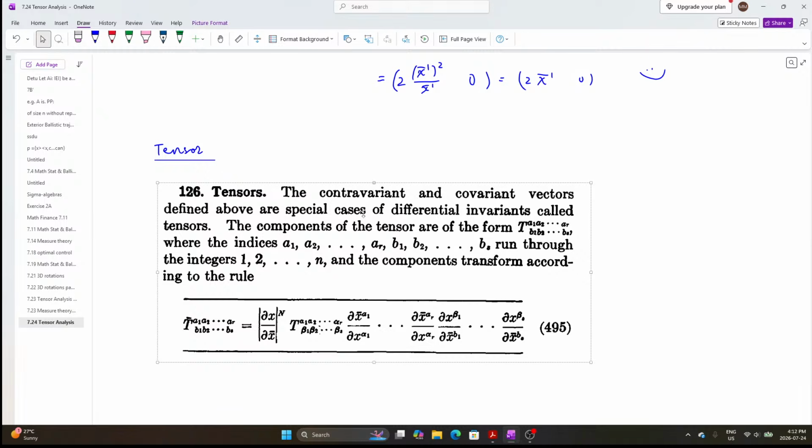Anyway, here we're finally going to define tensors. The contravariant and covariant vectors defined above are special cases of differential invariance called tensors. The components of a tensor are of this form. You see, what a nightmare, huh? You have T with R upper indices.